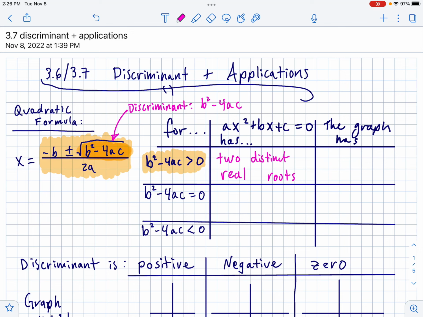Now, on a graph, the way that roots show up is as x-intercepts. So that's going to be two x-intercepts. Once again, two distinct x-intercepts, so different numbers.